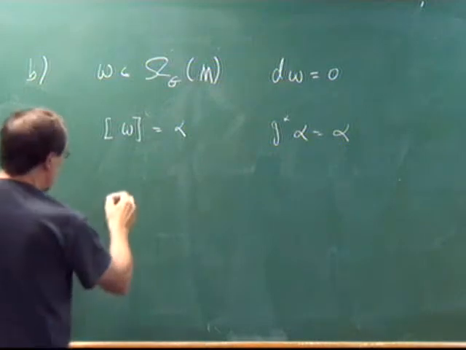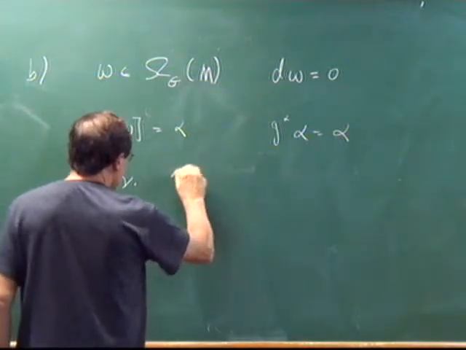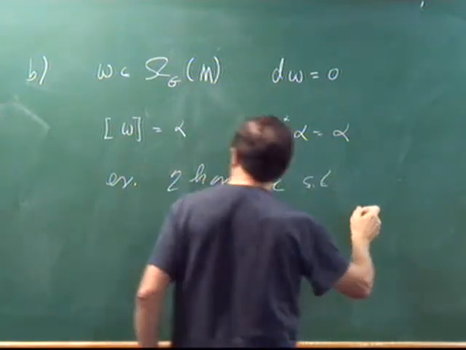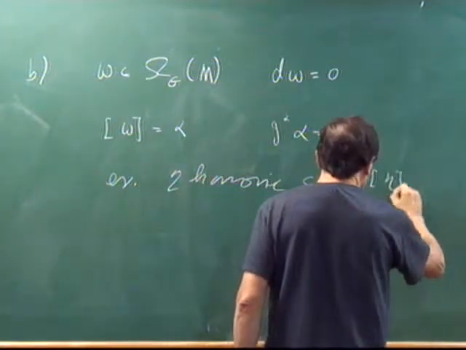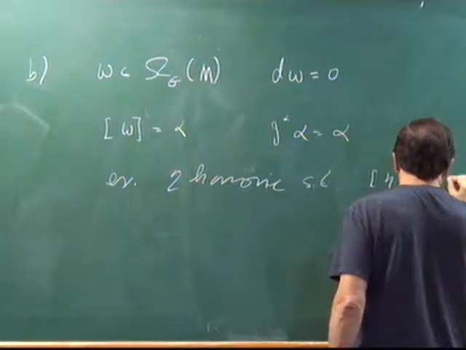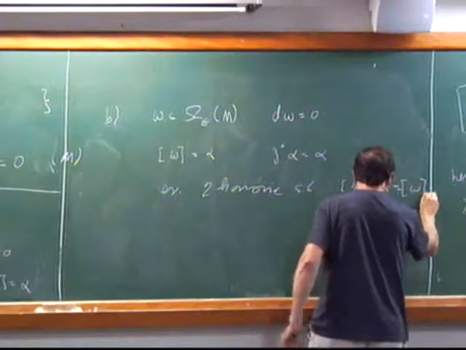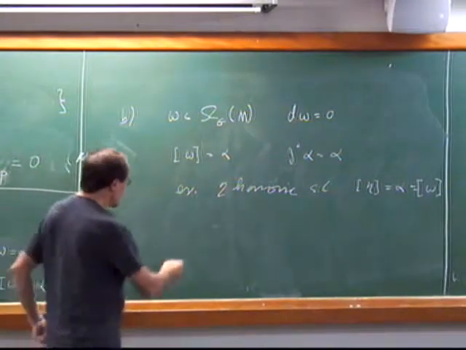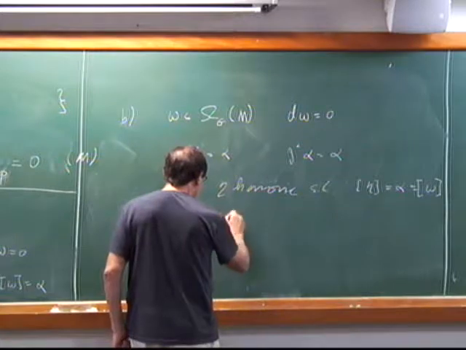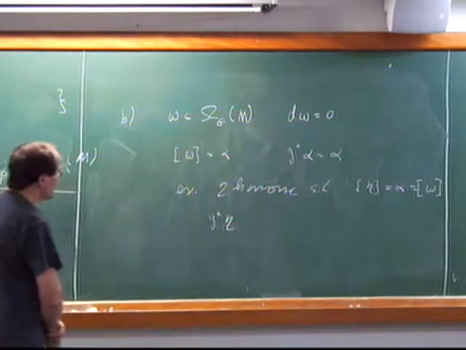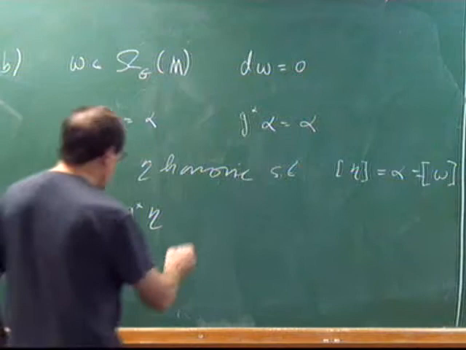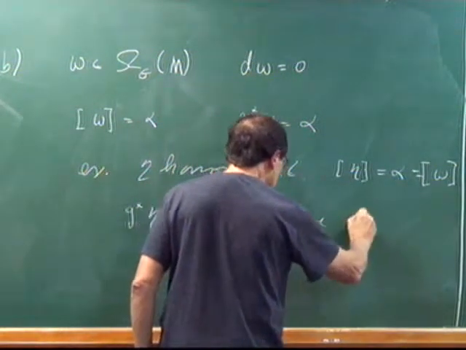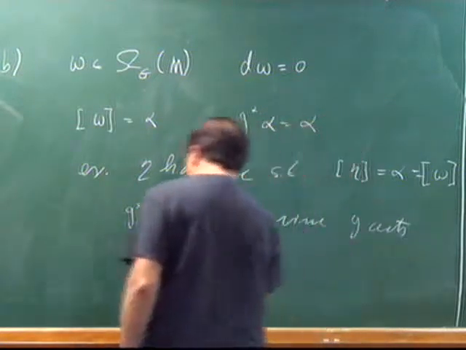I now represent alpha by a harmonic form. So there exists eta harmonic such that the cohomology class of eta is equal to alpha. Of course, now if I look at g star of eta, I claim this is harmonic again, since g acts by symmetries.